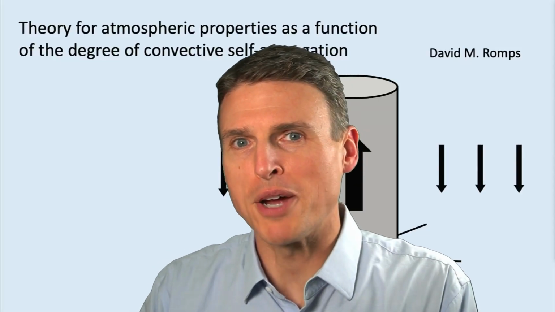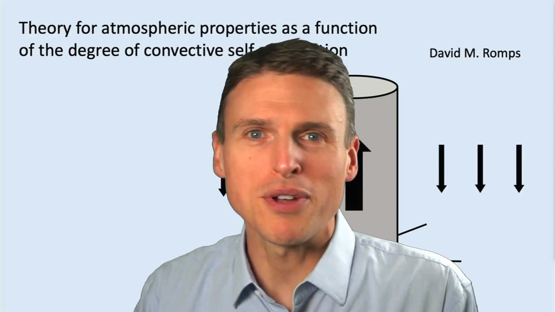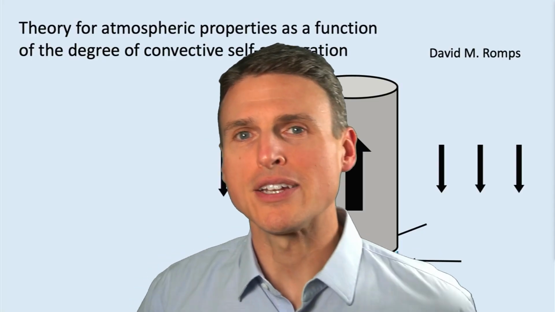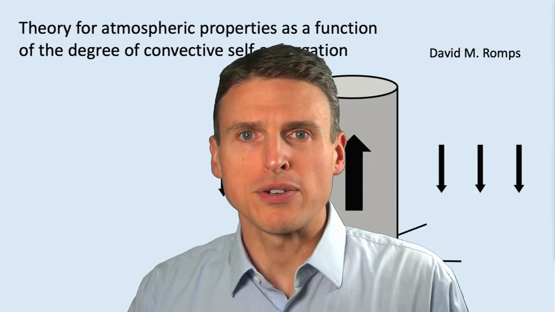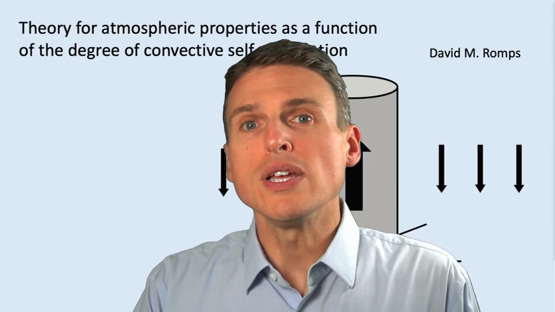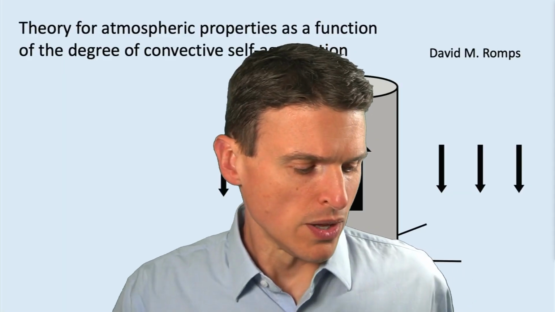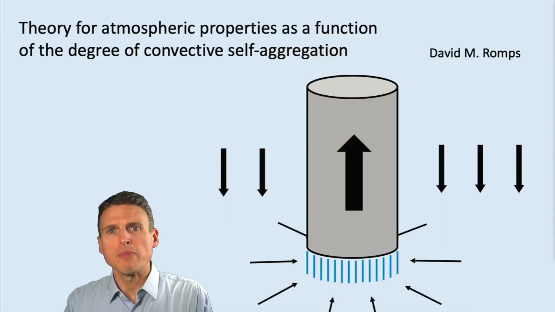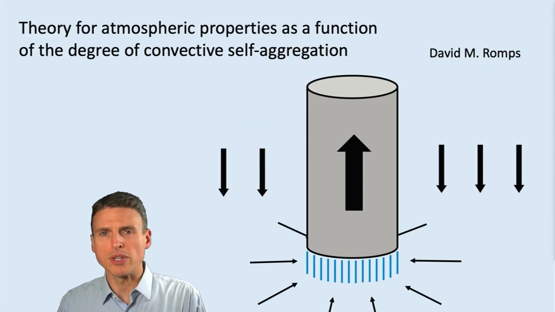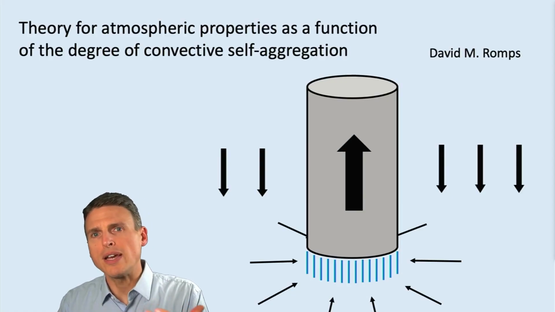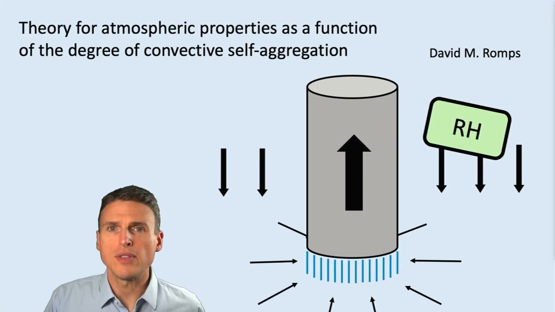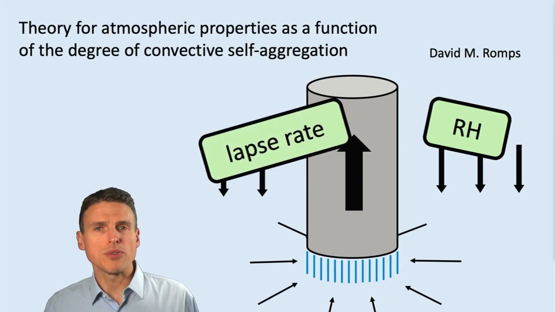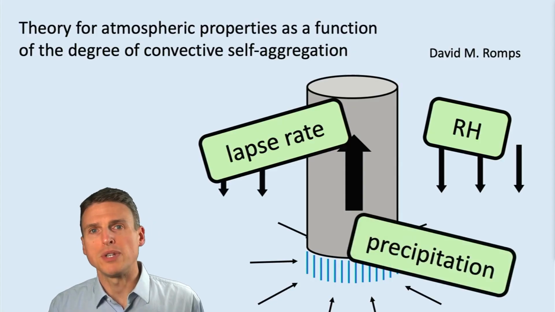My name's David Romps, and I'm going to talk about a simple analytic toy model that connects various properties of convective aggregation to the degree of aggregation in the domain. When we study convective aggregation in cloud resolving simulations, we see that there are connections, tendencies, relationships between the relative humidity of the domain, its lapse rate, and the precipitation.